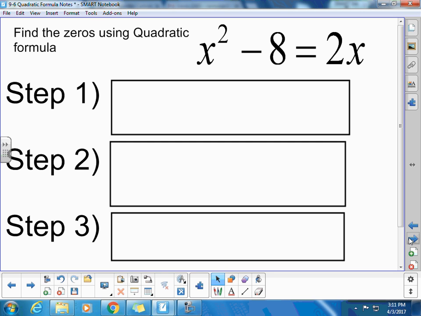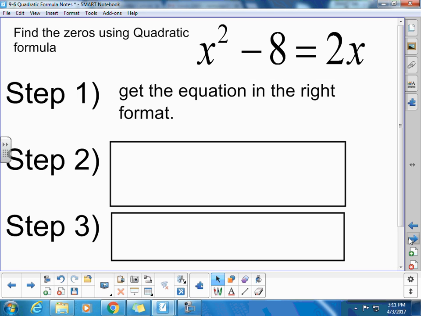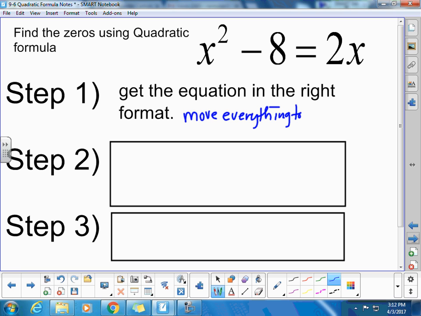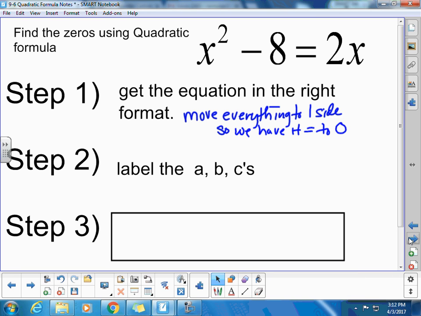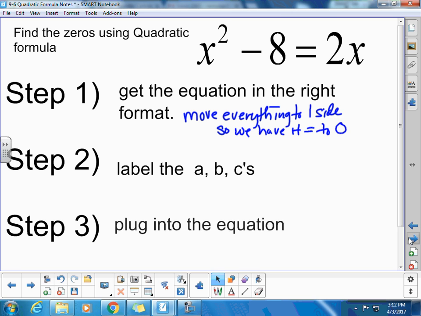All right, finding the zeros using the quadratic formula. Step 1 is get the equation in the right format. What does that mean? We have to move everything to one side, so we can set it equal to 0. Step 2, label the a's, the b's, and the c's. Step 3, plug it into the equation.